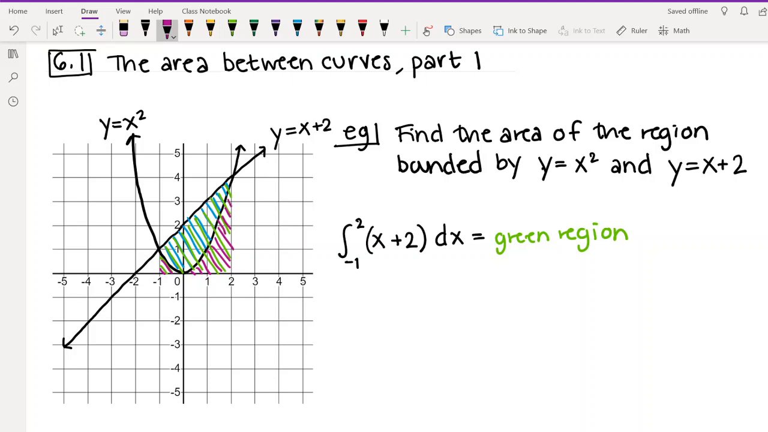So how could we find the area that I just highlighted in purple? Well, that would be the integral from -1 to 2 of the other function, x squared, right? That would be the purple region.